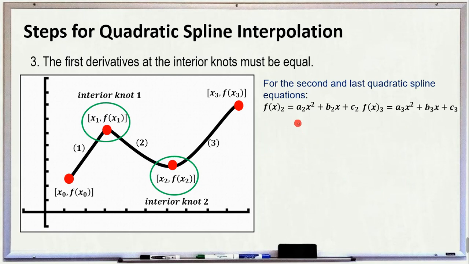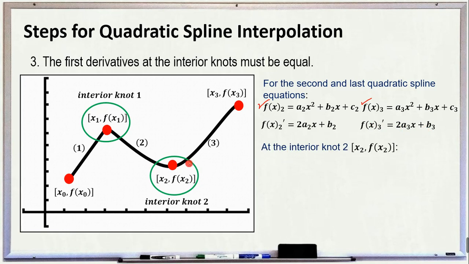Now let's proceed to the second interior knot. So for the second interior knot, the quadratic spline equations involved are 2 and 3. So these are the formats for the quadratic spline equations for 2 and 3. Now let's take the first derivative of each of these quadratic spline equations. So for 2, you have f prime of x equals 2a2x plus b2. And for the third quadratic spline equation, we have f prime of x is equal to 2a3x plus b3.